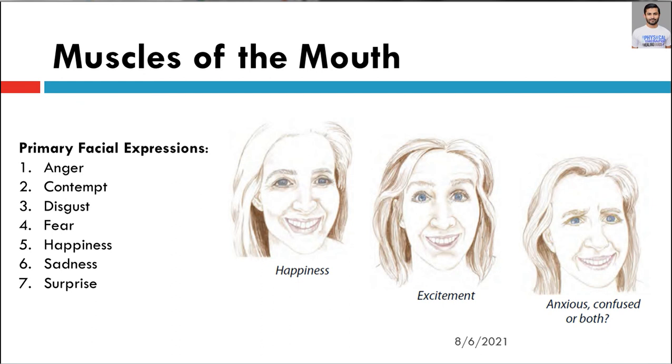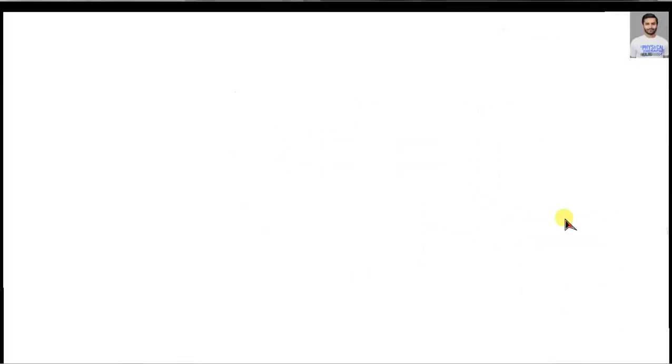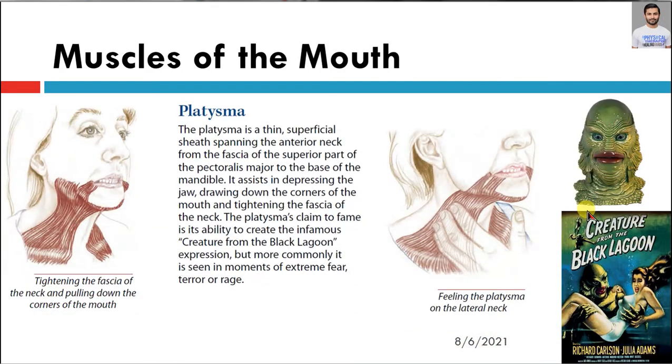Then these are the muscles that are responsible for these expressions. Together they're called the muscles of facial expression. There are a lot of expressions like anger, contempt, disgust, fear, happiness, sadness, and surprise. The platysma muscle, as I discussed previously, makes your skin move. This is the only muscle present in the human in this region that can help you move your skin. Apart from this region, we are not able to move our skin.